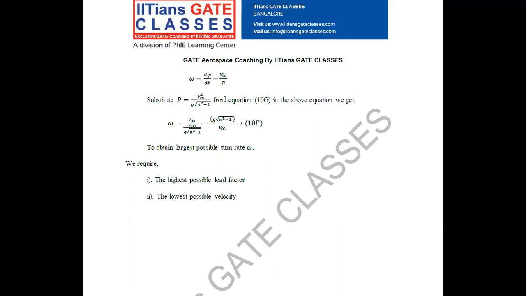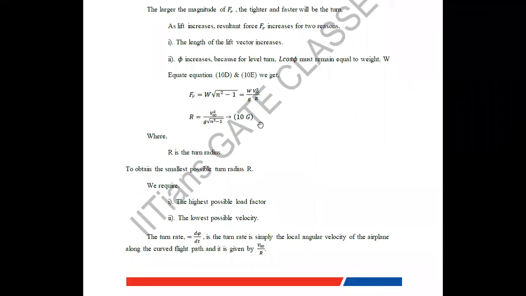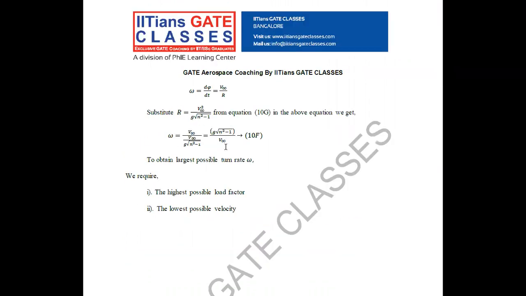From that, we already derived radius of turn equal to V squared by g into root of n squared minus 1. When we substitute that, our turn rate becomes g into root of n squared minus 1 by V infinity. In order to obtain the largest possible turn rate, we should have the highest possible load factor and the lowest possible velocity. That is, to have a smaller turn radius and a larger turn rate, we should have the highest possible load factor and lowest possible velocity.